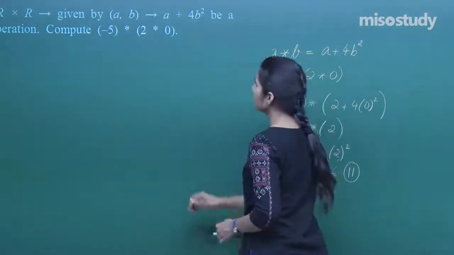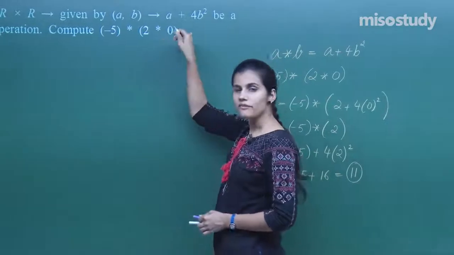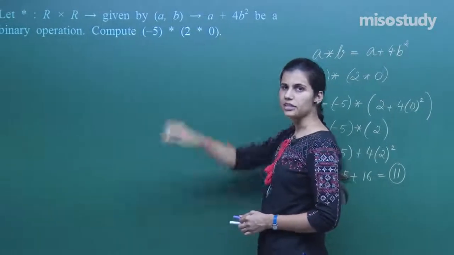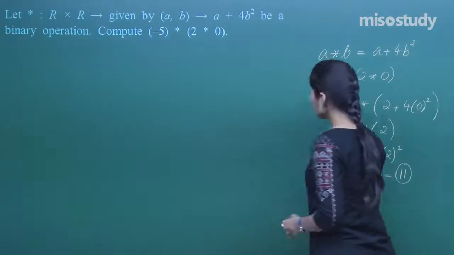So when you operate minus 5 star 2 star 0, the one single real number which pops up as the answer is 11. Next question.